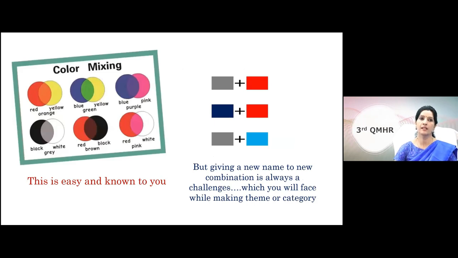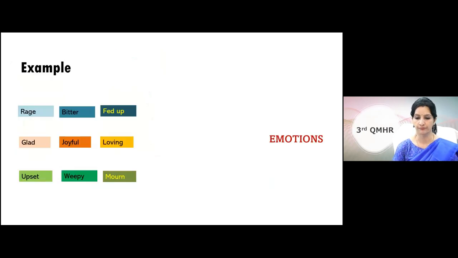It is easy for you to understand, because we have all mixed colors. You know that red and yellow make orange, blue and yellow make green, blue and pink make purple. But giving a new name to a combination is always a challenge. With colors it is easy, because mixing two colors makes a third new color. But if you are mixing codes or categories, obviously it is a challenge. That is how your thinking process, your dictionary and use of new words play a role.